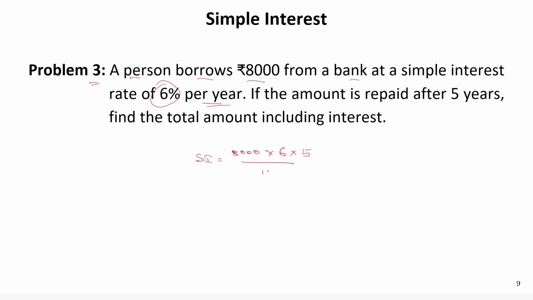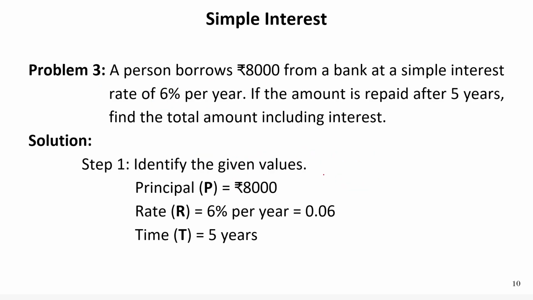by 100, right? So let's cancel out 0 from here. So 80 into 6 into 5, so that is equal to 30. So it is equal to 2400. This is the amount of simple interest that needs to be paid.